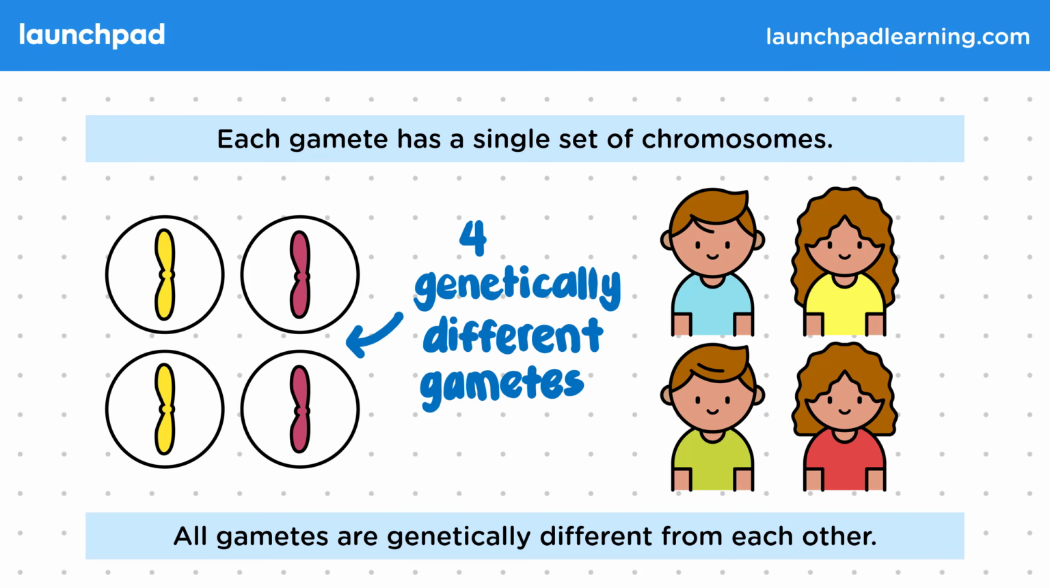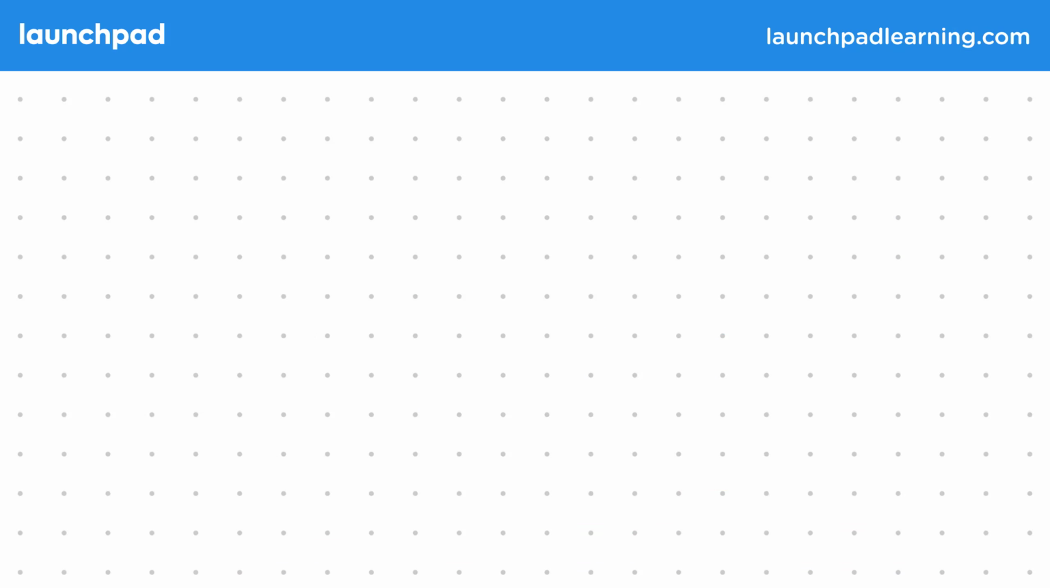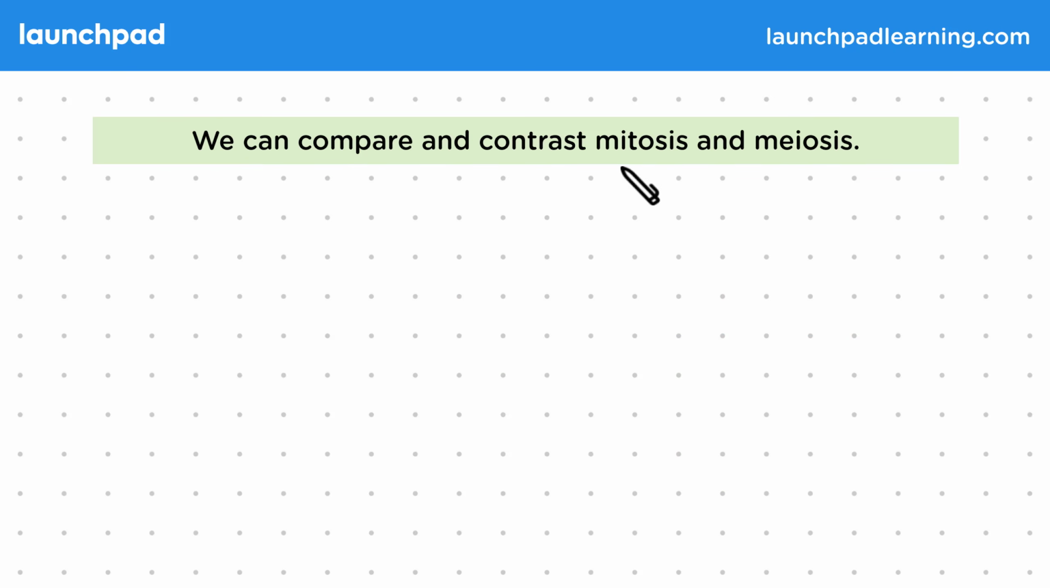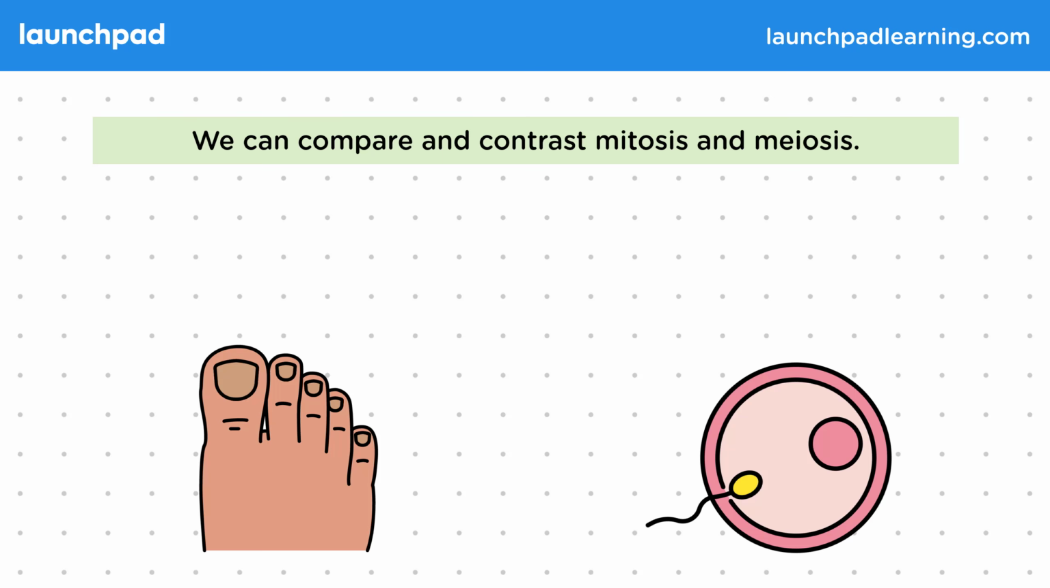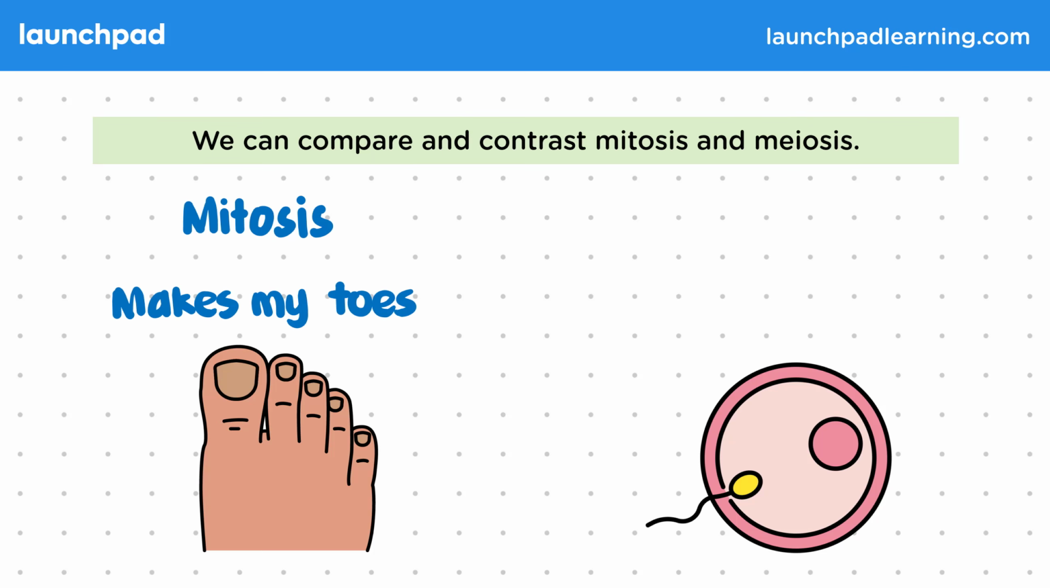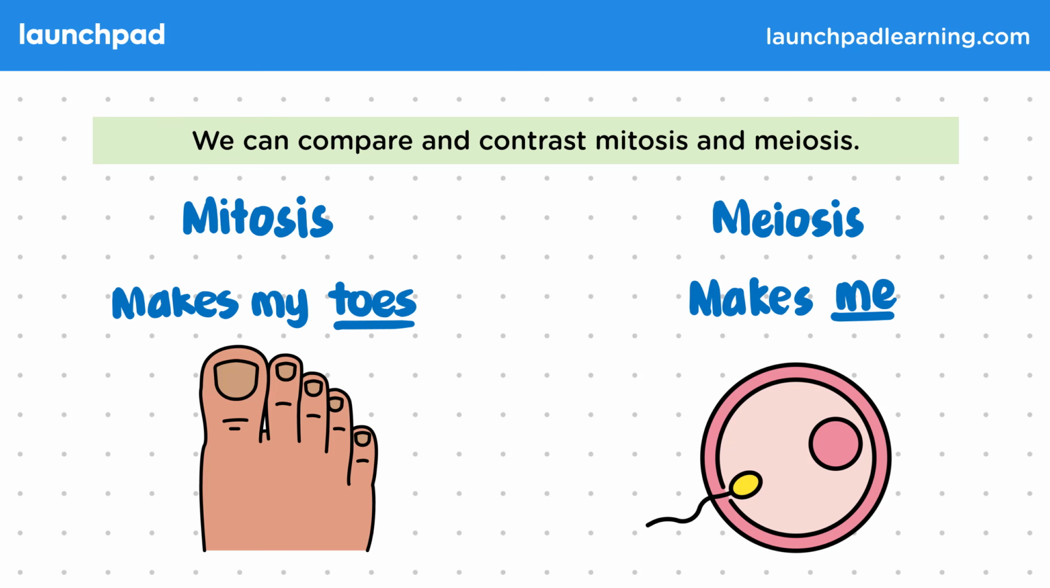So how can we easily remember the difference between mitosis and meiosis? We can compare and contrast mitosis and meiosis. Here's a useful way of remembering. So we want our toes to be the same tissue and not be growing ears. So mitosis makes my toes. However, meiosis makes the cells that produced us. So you can remember this as meiosis makes me. So mitosis makes my toes, and meiosis makes me.